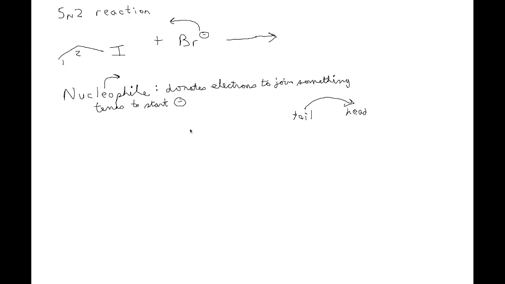Okay, so the next thing we have to do in this reaction is figure out who's going to be the electrophile. What is an electrophile? It's basically the opposite of a nucleophile. It's wanting to receive electrons. In the reaction, it will receive electrons to join something.